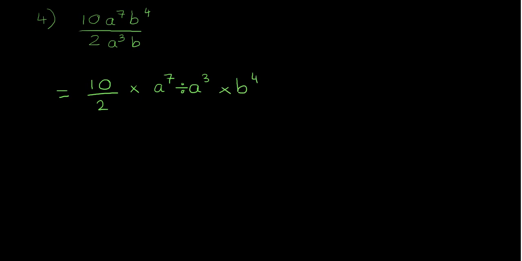Okay, so 10 divided by 2 is going to give me 5 times. I'm going to use the index laws. So since the bases are the same over here, I'm going to subtract 7 and 3.